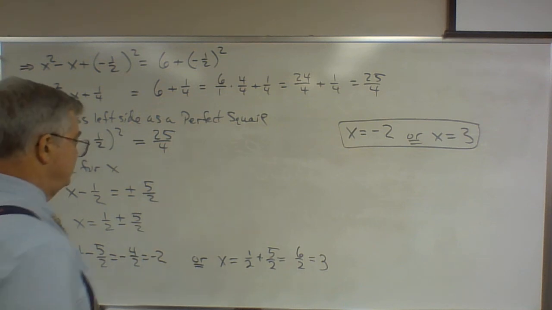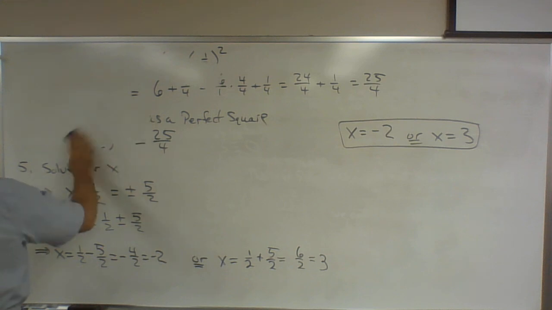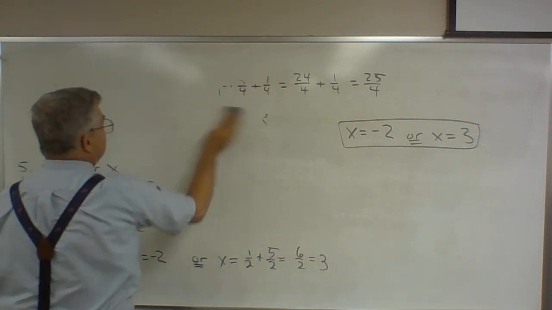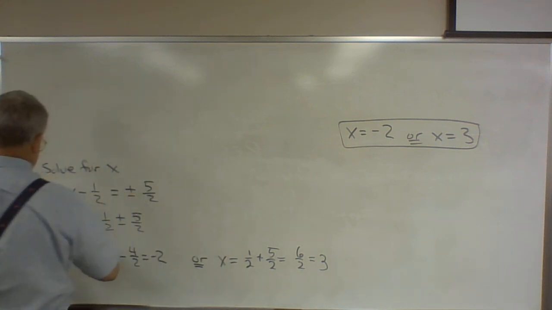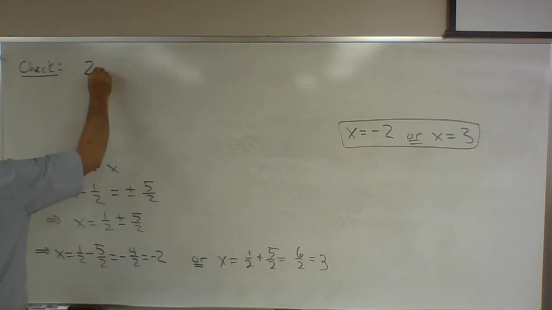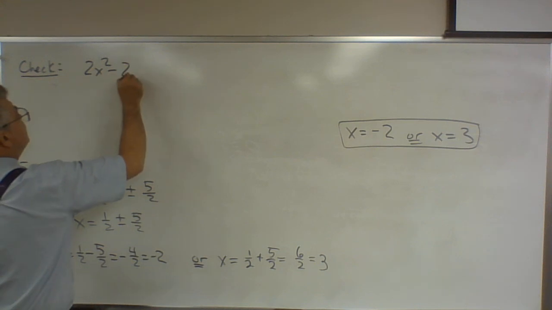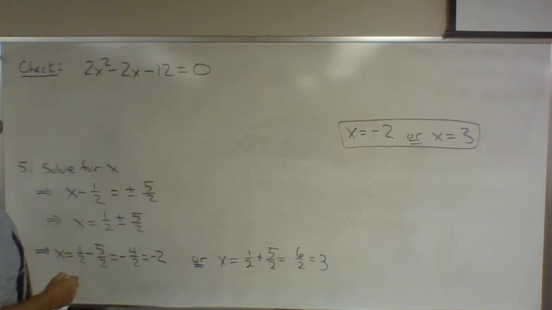And I guess we're obligated to check this, aren't we? Just in case we've made a little mistake. Now, our original equation, 2x squared, and let's see, 2x minus 12, I think that's what it was. I hope that's what it was.